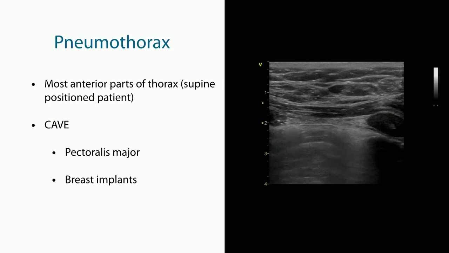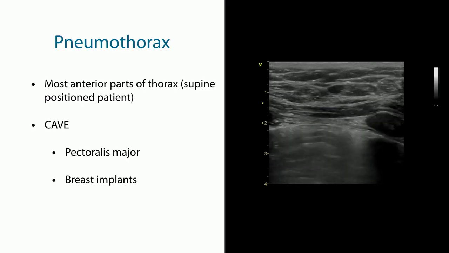So image the patients in the supine position in the most anterior location that you can find. Be aware that there's a muscle that could interfere with your observations, that is the pectoralis muscle, and if patients have breast implants, it's a little bit more difficult to determine whether or not a patient has a pneumothorax. Exactly, a breast implant, for example, can mimic a pleural effusion or even pneumonia.